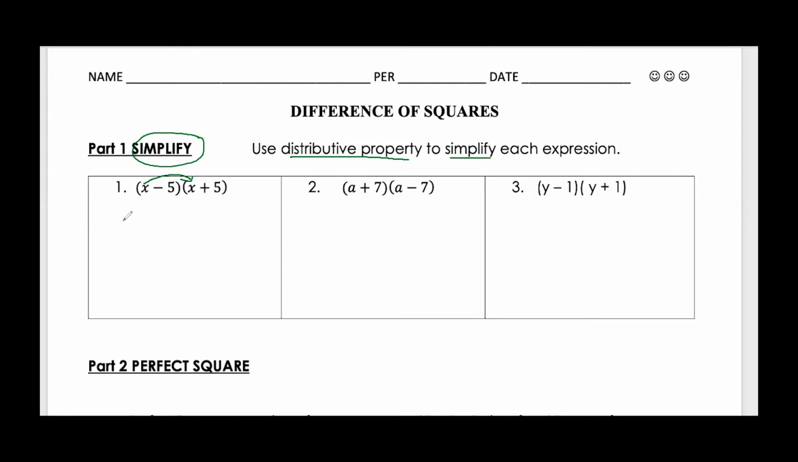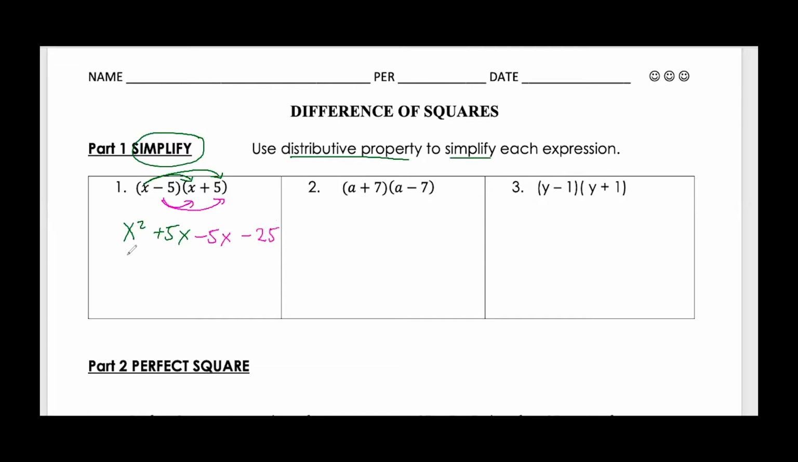So x times x gives you x squared. x times plus 5 gives you plus 5x. We're done multiplying them. I'm going to go on with the second one. Negative 5 times x, negative 5x. Negative 5 times positive 5 gives me negative 25.